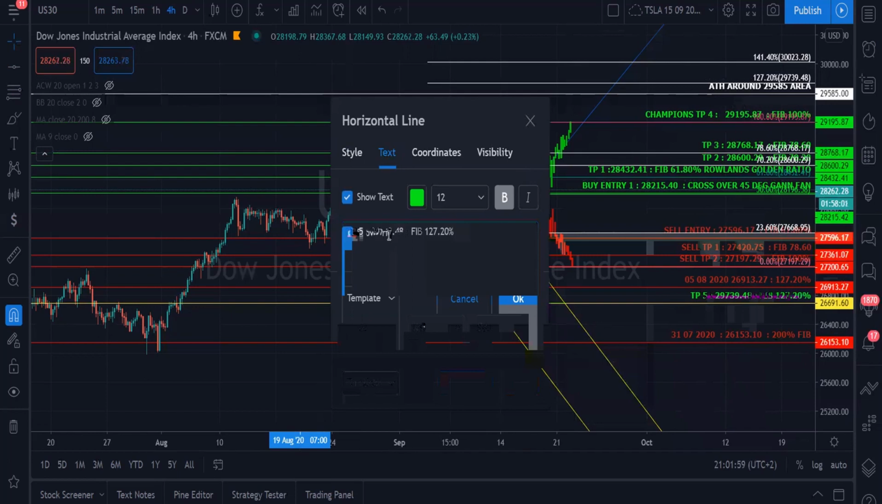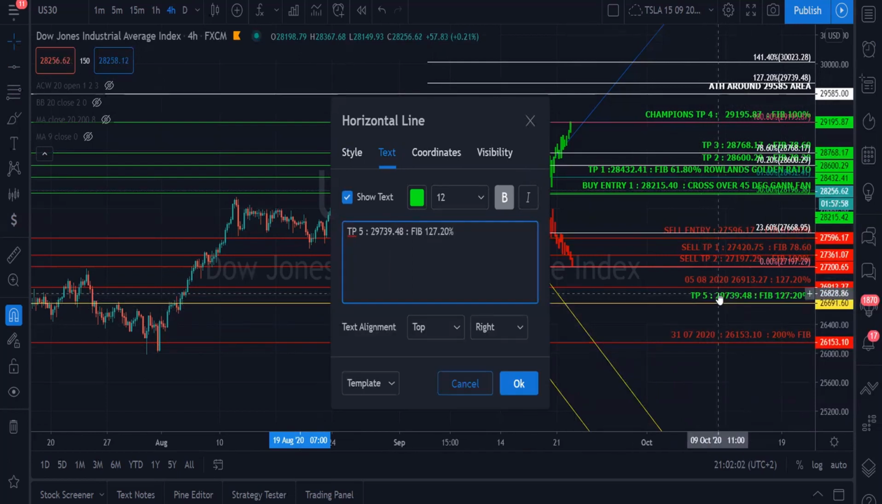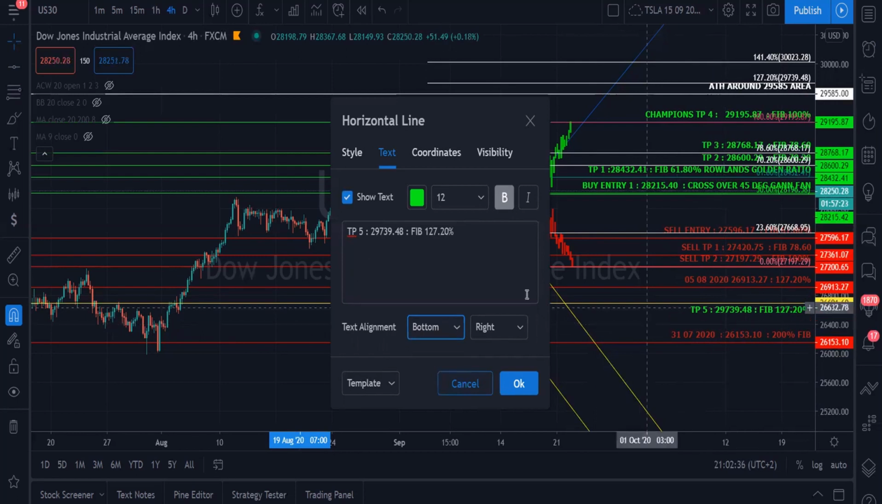For now, can you see it's written here? There it is at the bottom where my line is: TP5, my price, and my explanation of how I came to that figure. Now at the moment, let's just say I don't want it displayed on top of my line. I want it displayed below. So there's my options here. You can have bottom or middle. That's middle. Can you see the middle? It's on the line. Or you can have bottom. It's gone to the bottom of that line. So I would want it to be, let's just say, top.